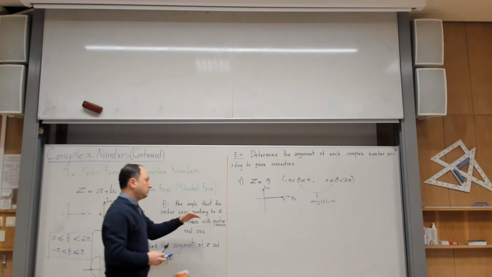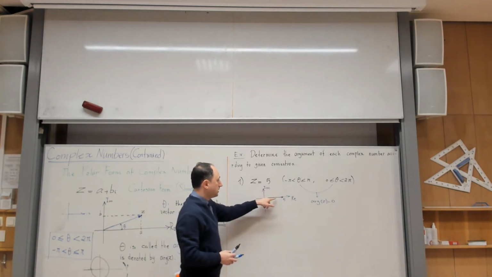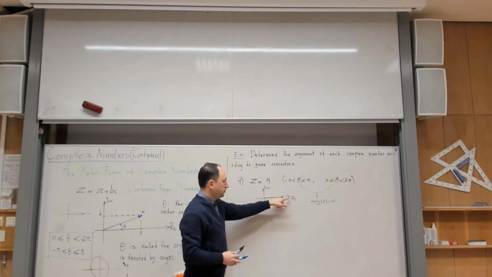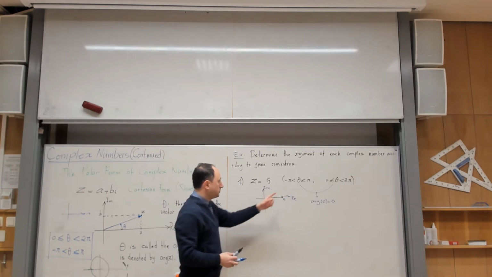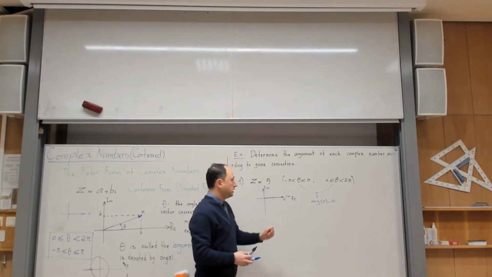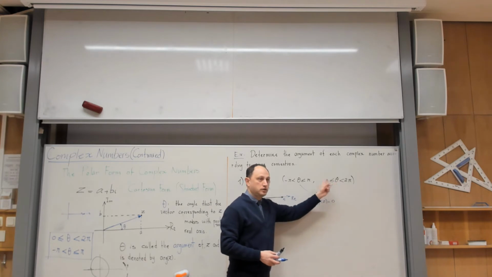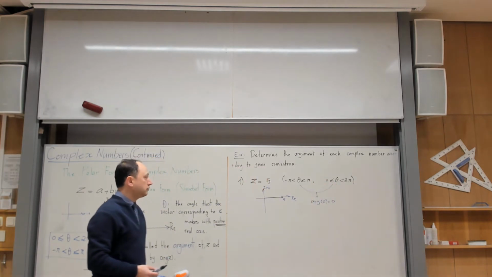So when you want to answer this question, you need to tell me the angle that this black vector makes with the positive real part. The angle is 0. Is 0 acceptable in this convention? Yes, because it is somewhere between minus pi and pi. Is 0 acceptable in this convention? Yes, because 0 is included. So the argument in both conventions is 0.